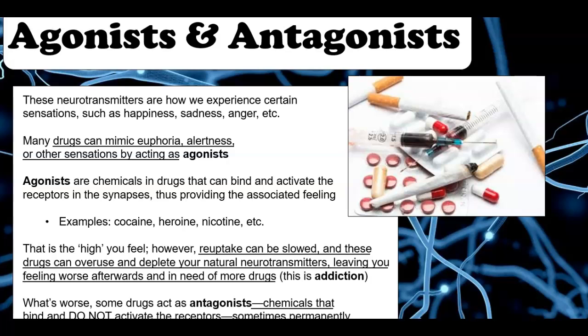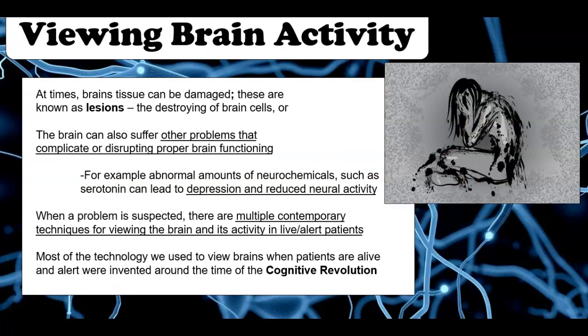What's worse, some drugs act as an antagonist, chemicals that bind and do not activate receptors, and sometimes permanently. So knowing all of this, if there is an issue, you may want to review the brain activity. At times brain tissue can be damaged, and these are known as lesions. They destroy brain cells. The brain can also suffer other problems, complications and disruptions.